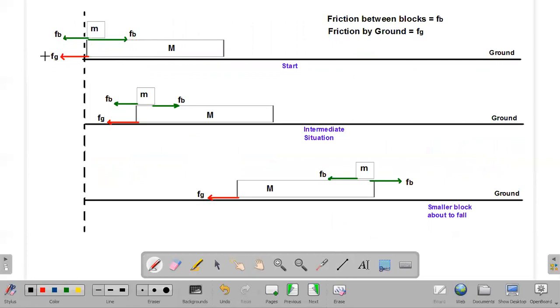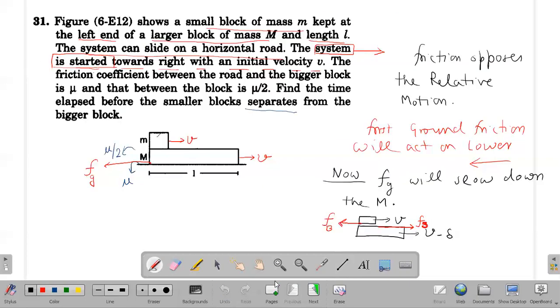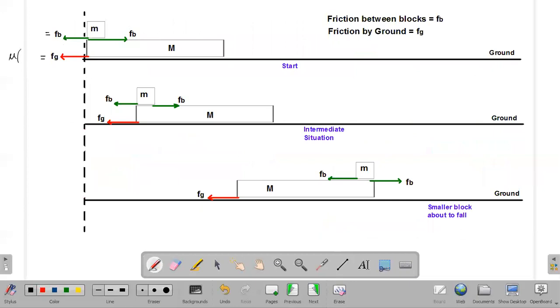So you can write down the friction at ground, and you can also write down the friction between the blocks. What is the friction at ground? The coefficient is mu, and then I have to consider the normal reaction force applied by the ground, which will be capital M plus small m multiplied by g. Therefore the friction at ground can be written as mu times the normal reaction, which is mu times (M + m) g.